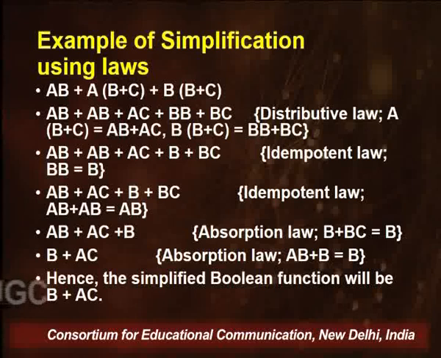Let's take up one example which uses the different laws that we have learnt in Boolean algebra. The expression is AB plus A(B plus C) plus B(B plus C). Look at the second statement. It is applying a distributive law. We open it up with that. In the third statement, we are applying an idempotent law. Again, in the fourth statement, we are applying an idempotent law to simplify it. The fourth statement is an absorption law, and the fifth statement is again an absorption law. Hence, we see the simplified Boolean function would be B plus AC.